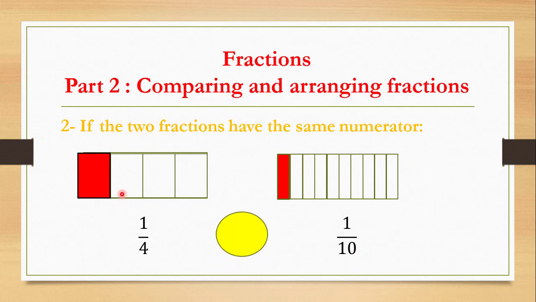We can notice that this part is greater than this one. So, 1 over 4 is greater than 1 over 10, even though 10 is greater than 4. So, in this case, we are doing the opposite, okay? If we have the same number up, compare between the numbers down, but do the opposite. Do the opposite, okay?